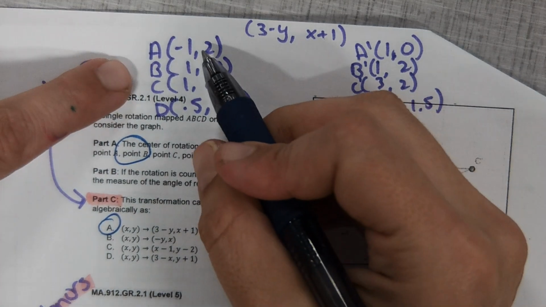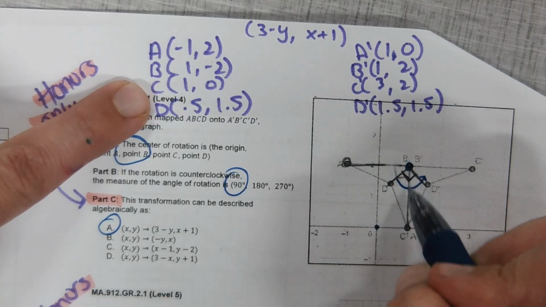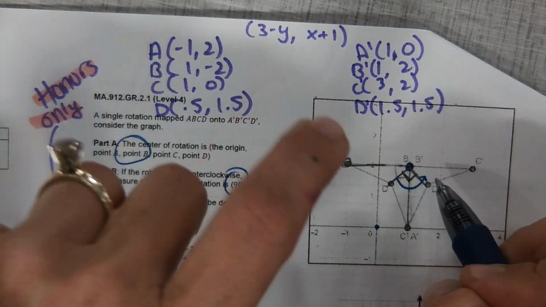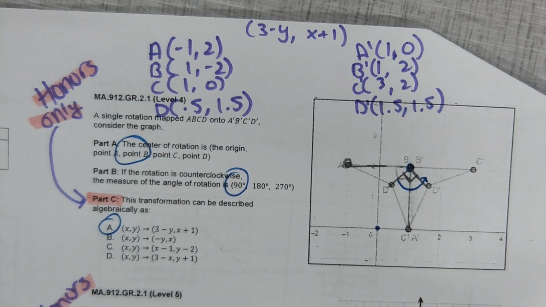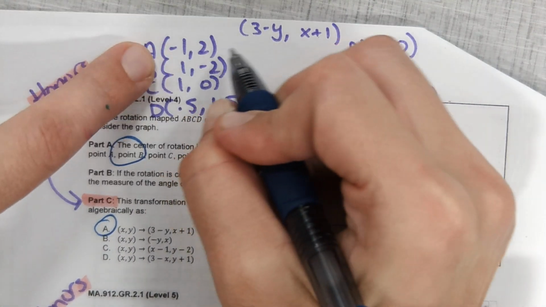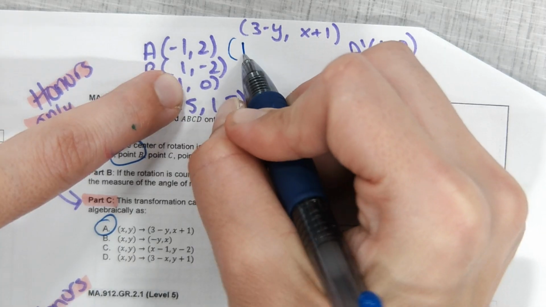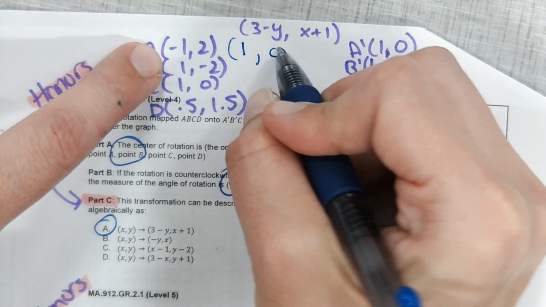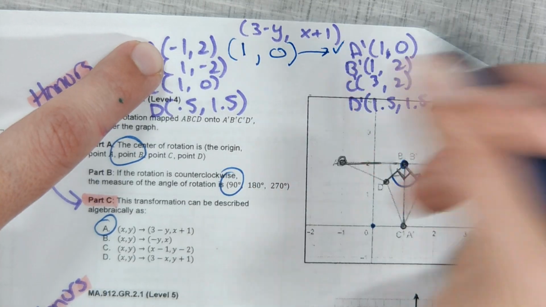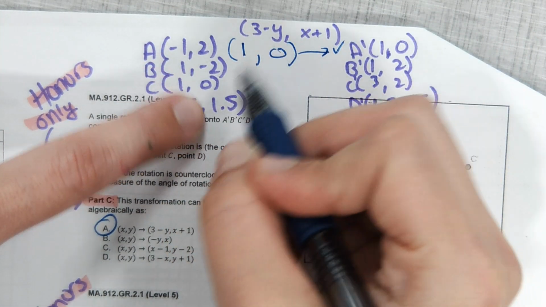So looking at this, we have all the coordinates for A, B, C, and D in the first image, like the pre-image. And then we have A', B', C', D' here. And then we're just going to look at how that changes. So if we take this, 3 minus our y here would be just 1. 3 minus 2 is 1. And then x plus 1. Negative 1 plus 1 is 0. And that checks out. It makes this. Cool.